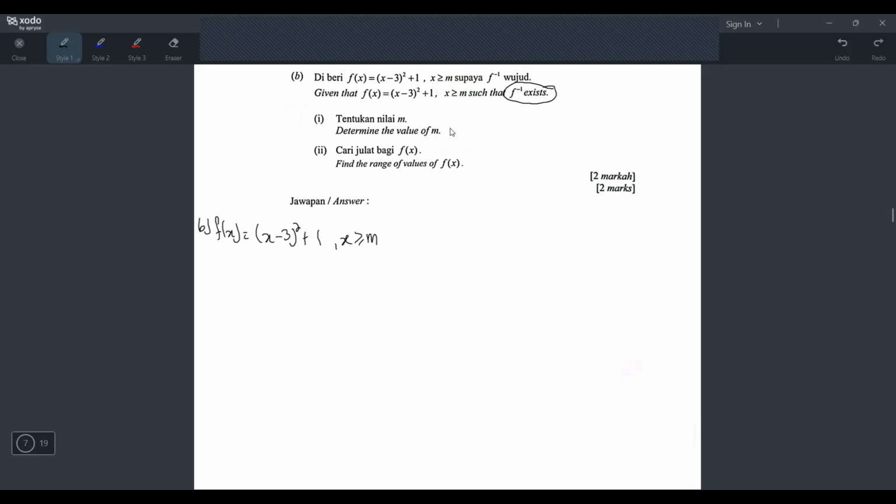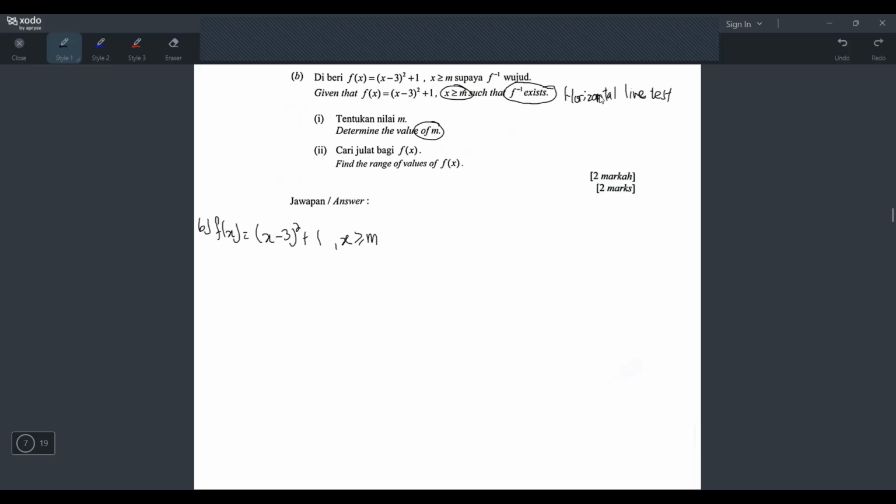Number 1, determine value of m. Number 2, find the range of values of f(x). Okay, how do we determine value of m, right? It says here that x must be bigger or equal to m, then only the f inverse exists. What is f inverse exists? F inverse exists means when you do the horizontal line test, the horizontal line will only cut the graph at one point. Then only it means that the f inverse exists.